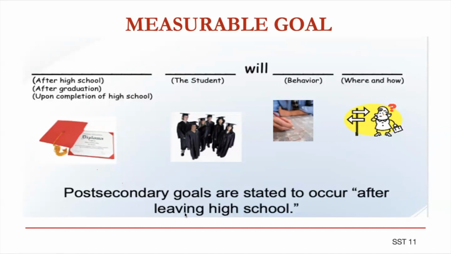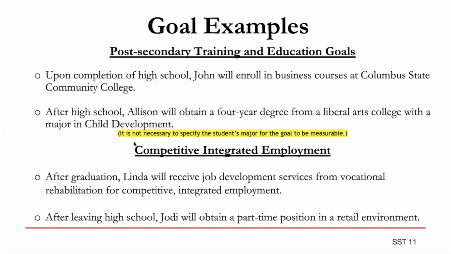So it's just drawing out that you have one of those three statements at the beginning. So after high school, after graduation, upon completion of high school, and then you have the student's name, will, what is the behavior that they're doing, and then where and how. So again, after leaving high school. I've provided you with a couple of examples. Again, these are strictly examples. Do not copy and paste this.